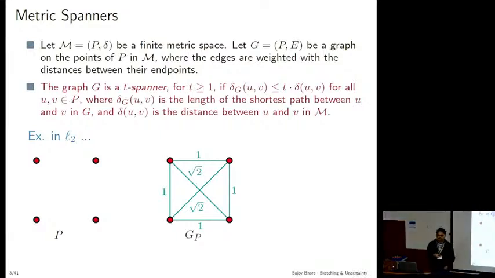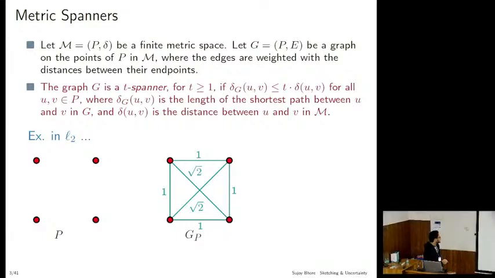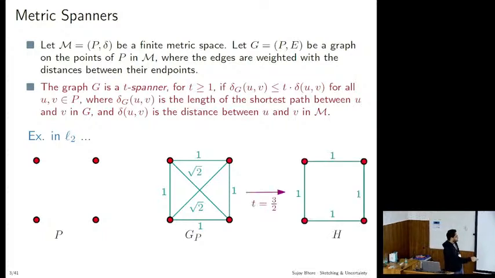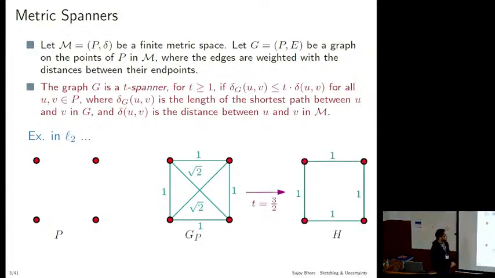So let's look at an example in the L2 norm. Let's say that we have these 4 points. This is the complete graph. If I report this as a spanner, then it preserves the dilation up to factor 1.5.